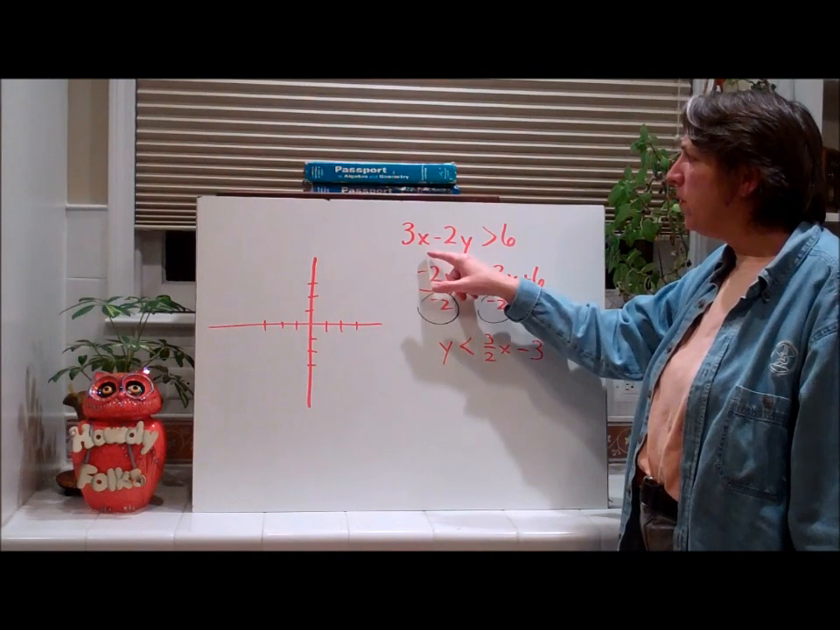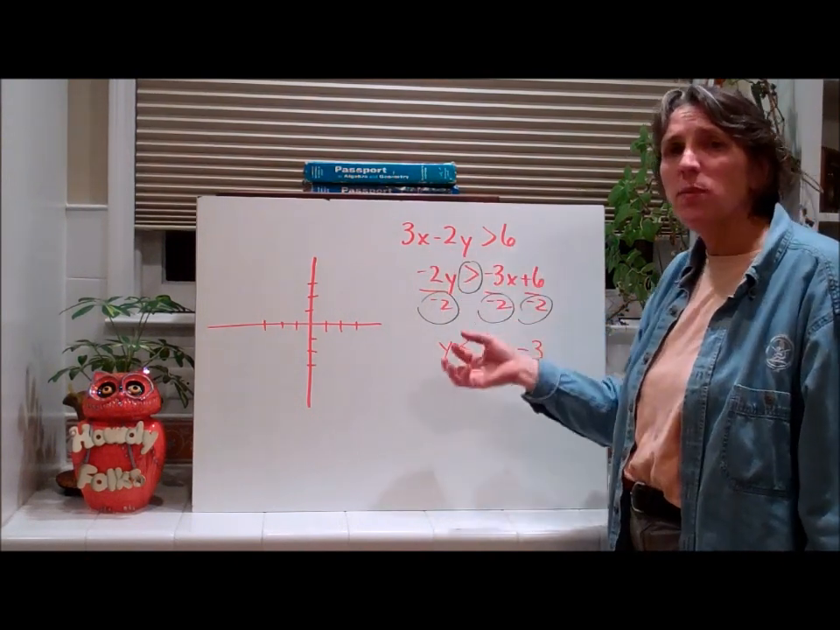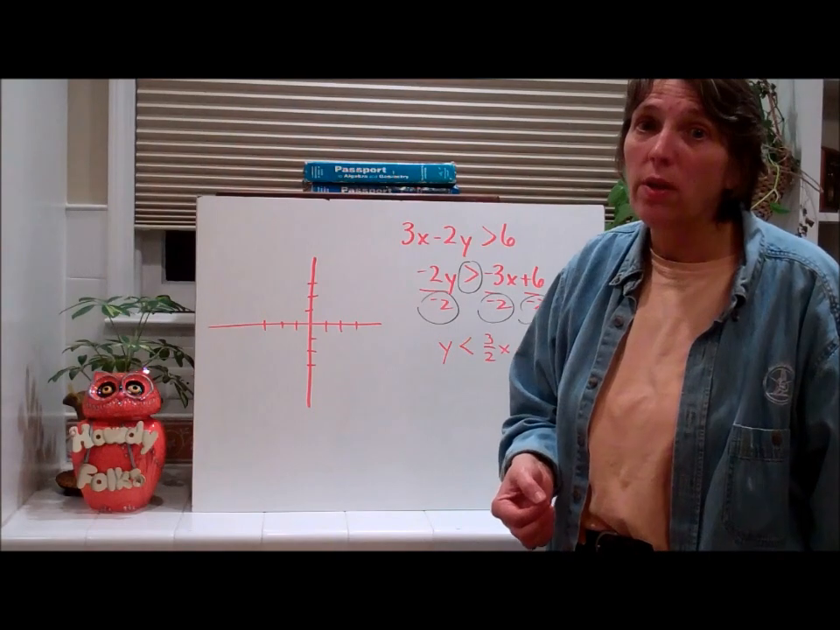And then write this down, 3x minus 2y is greater than 6. I'm starting out with the most difficult inequality first.